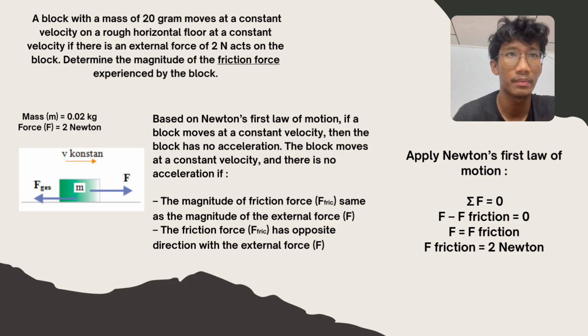So now we apply the first law of motion. Summation F equals 0, and the external force minus the friction force equals 0. So basically, the external force equals the friction force. So now we get friction force equals 2 Newton.